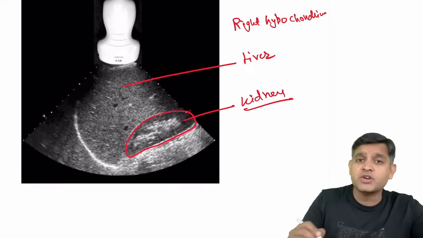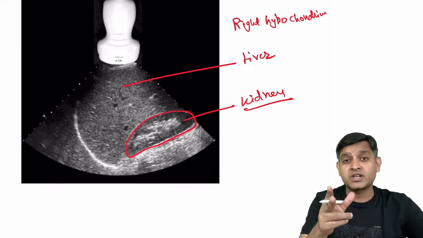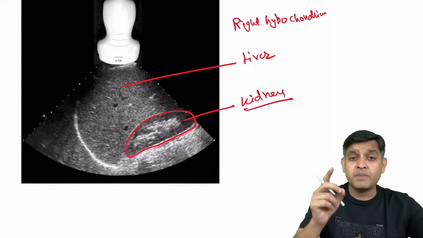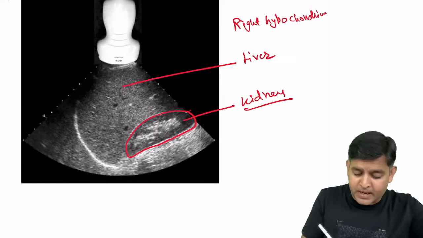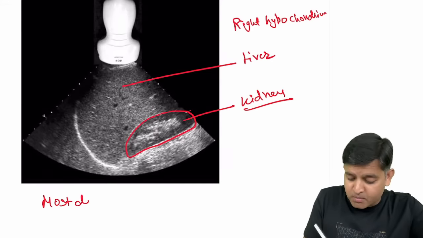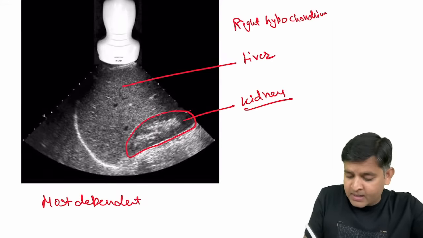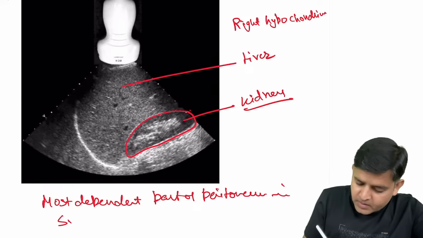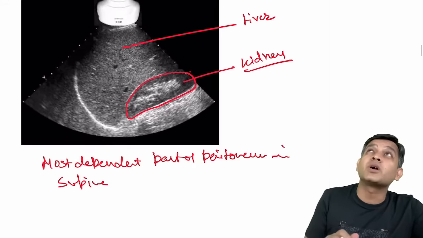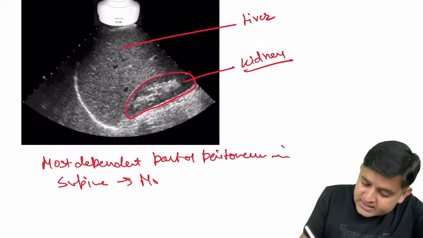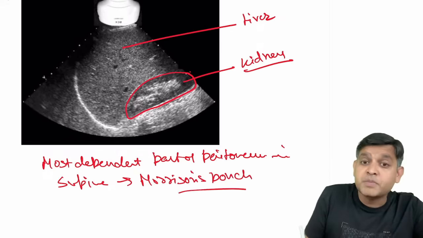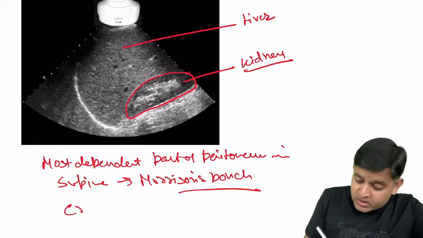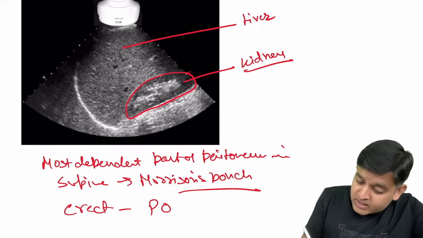Kidney. Now I have a question for you. Remember it. Surgery ka bhi question hai. Most dependent part of the peritoneum in the supine position. Likh do jaldi se answer. You are remembering, kya hota hai? And immediately the correct answer will come to your mind: Morrison's pouch. And in the erect position, it is the pouch of Douglas.